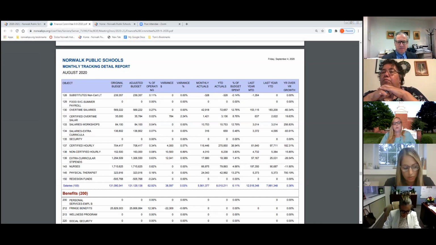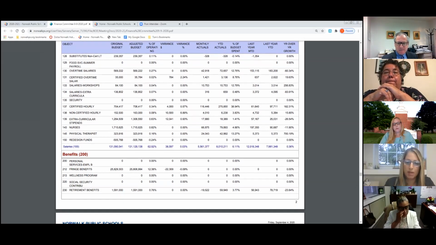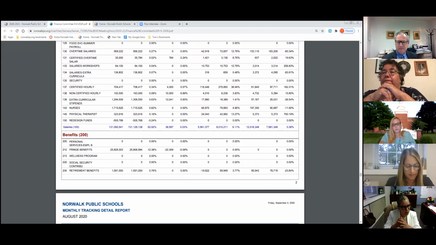On page 2, we have some overtime or extra work, and that's related to summer school. People who had to do extra work related to the reopening, and custodial for additional cleaning. The 137 account was certified hourly. That's a little bit on the higher side, and that's related also to summer school and unpacking and getting ready for the reopening. So that makes sense there. On the bottom there, the 230 account is for retirement payments. That's the normal course of business.